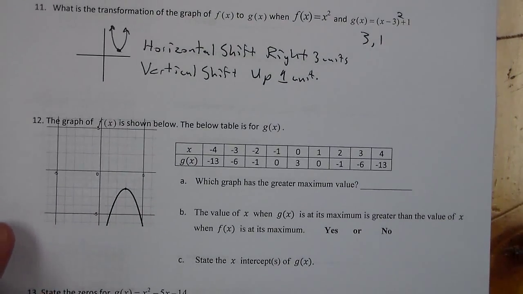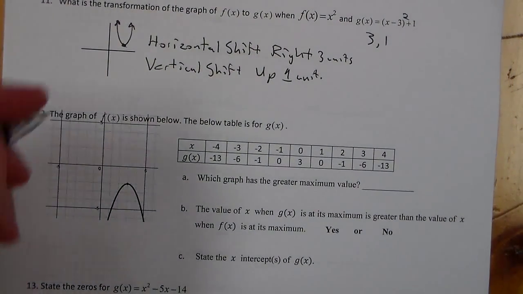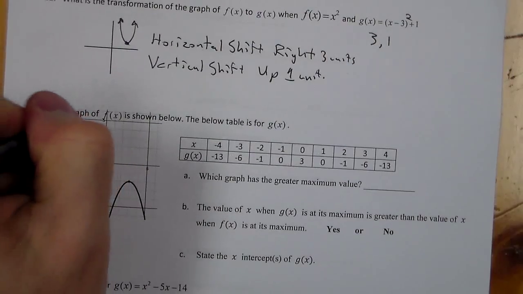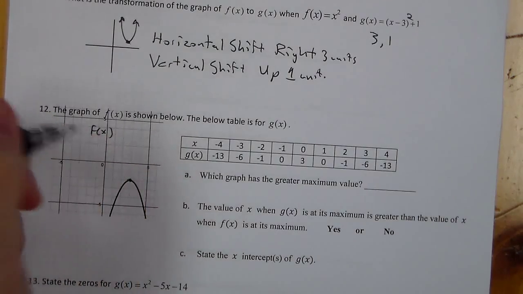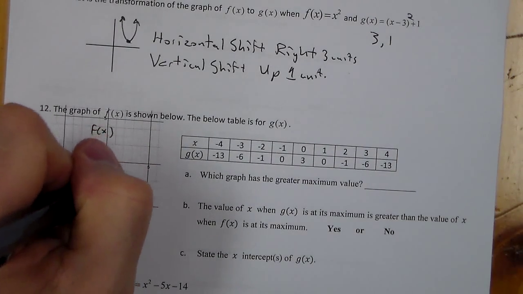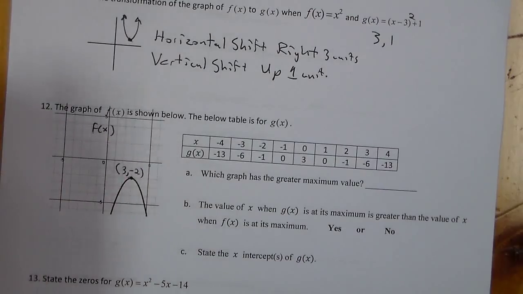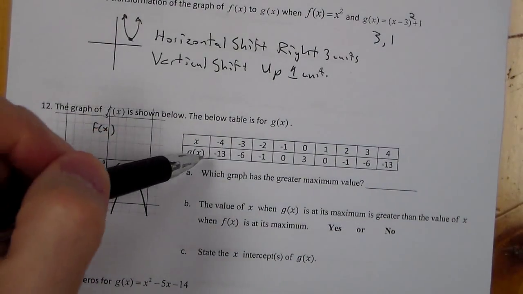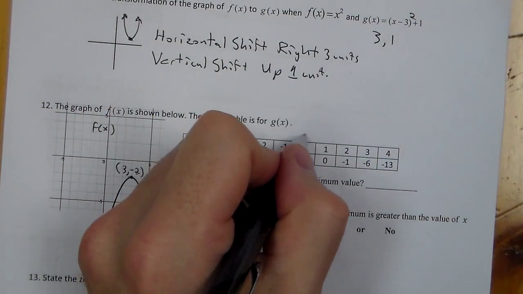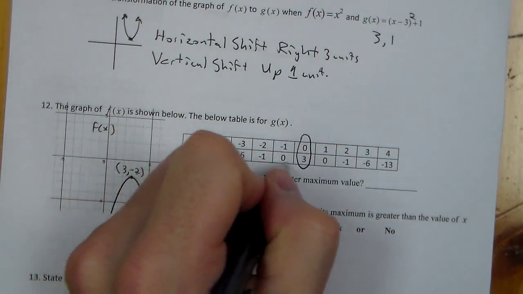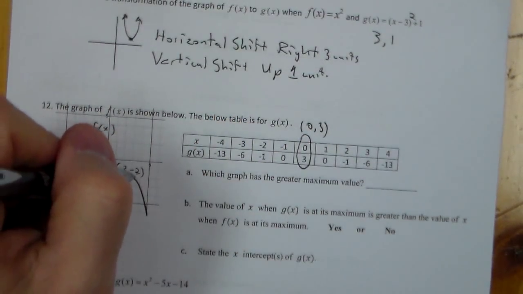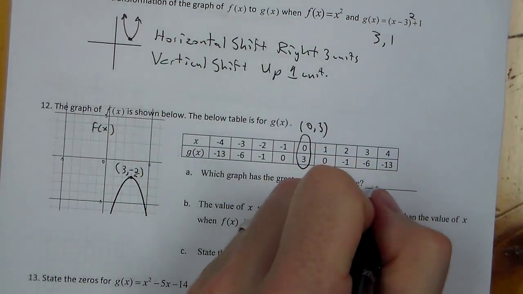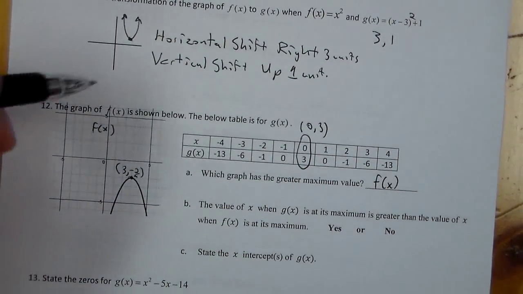Okay, number 12. We have our graph f of x and g of x. This is f of x here and g of x. Which graph has a greater maximum value? Our maximum value on this one is at (3, -2). So its maximum value is -2. Our maximum value on this graph appears to be right here. This is where it changes direction. So it's (0, 3). So the graph with the bigger maximum value will be the y value in f of x, so we say f of x.